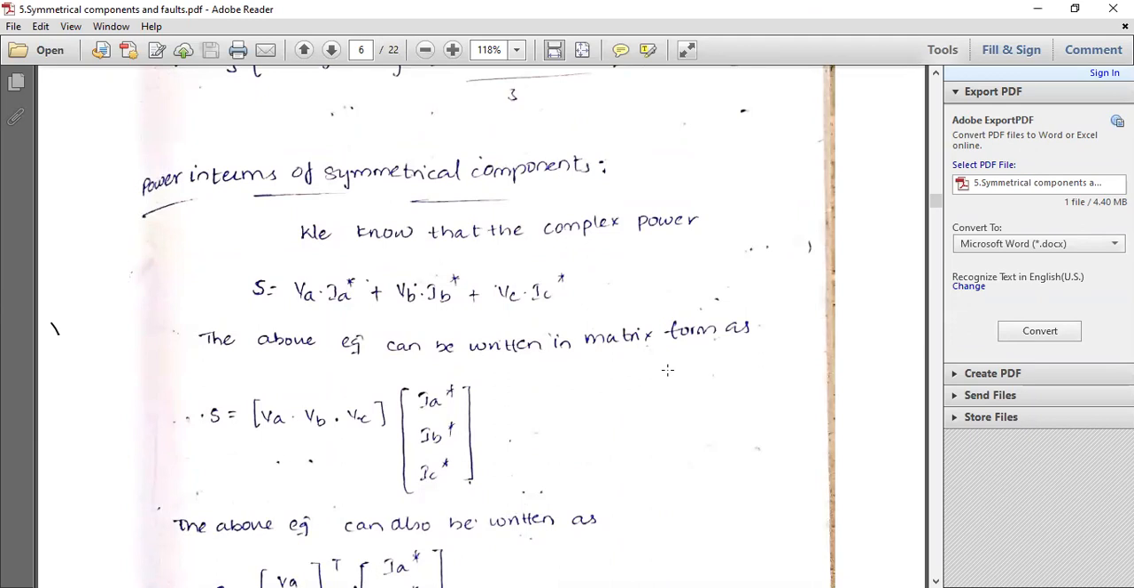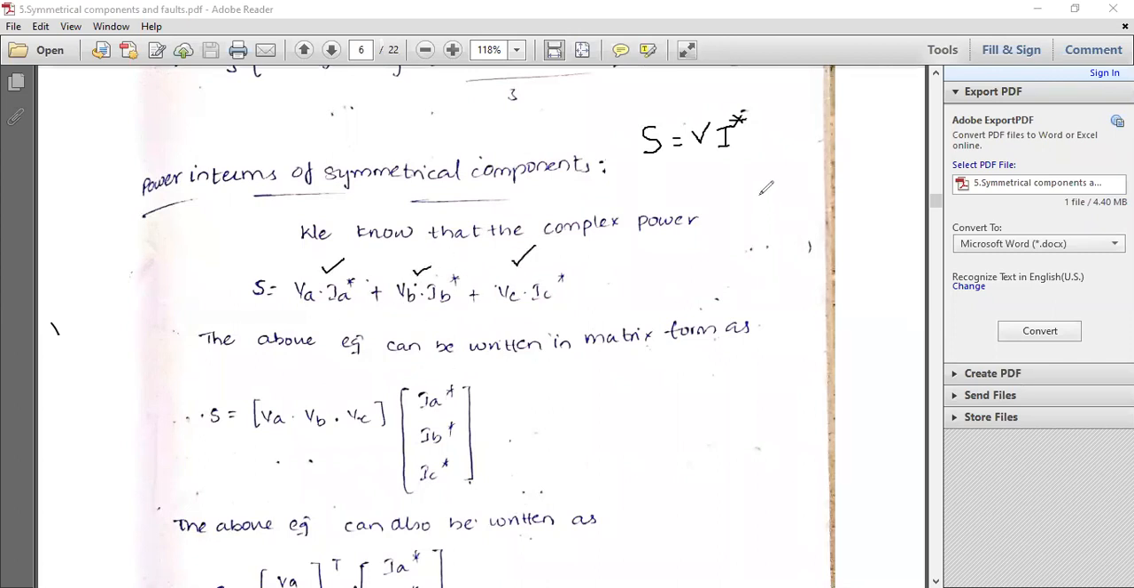We already know the equation that we are going to use for expressing the complex power. But in this particular case, we are trying to express the total complex power, that means total complex power for three phase, not only for single phase. So complex power is equal to VI conjugate.